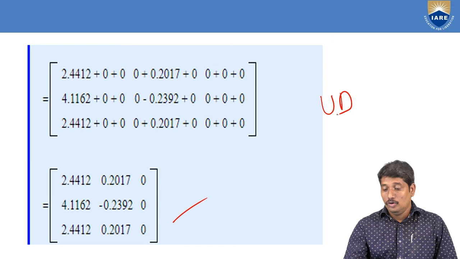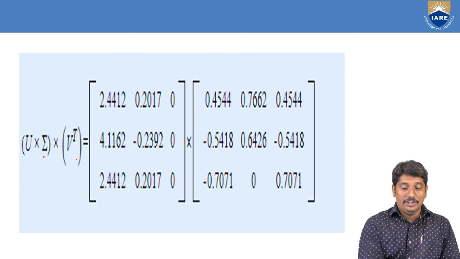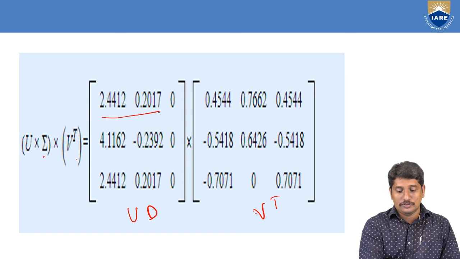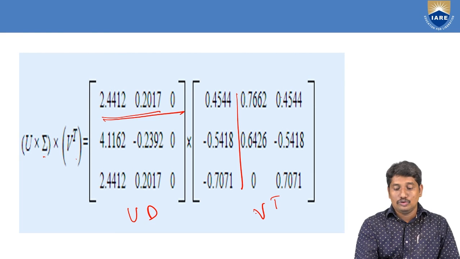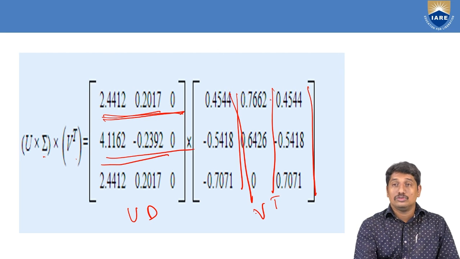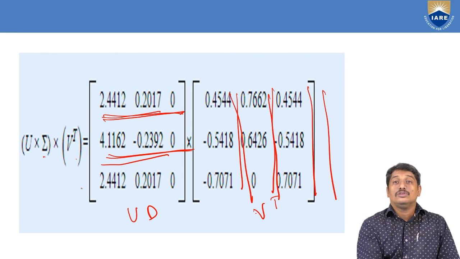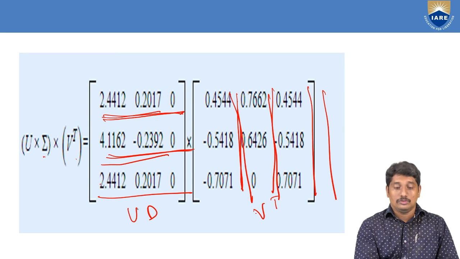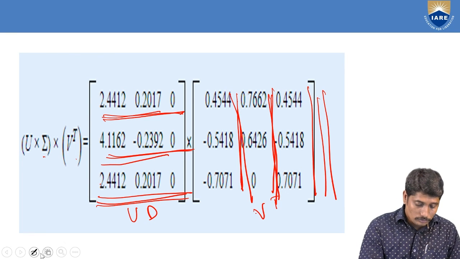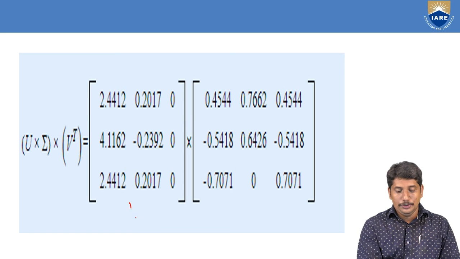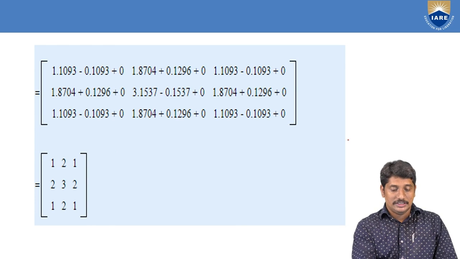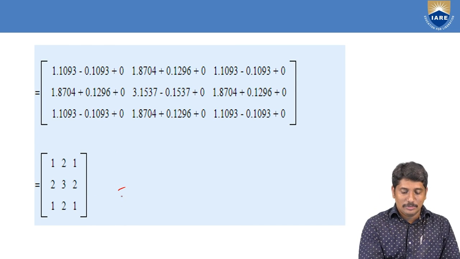Now we are multiplying U into D with V transpose. This is U into D, this is V transpose. In matrix multiplication, we take first row with first column, then first row with second column, first row with third column, again second row with first column, second row with second column, second row with third column, and third row with first, second and third columns. Like that, once we proceed, UD into V transpose gives you this answer. And surprisingly, this is nothing but A.